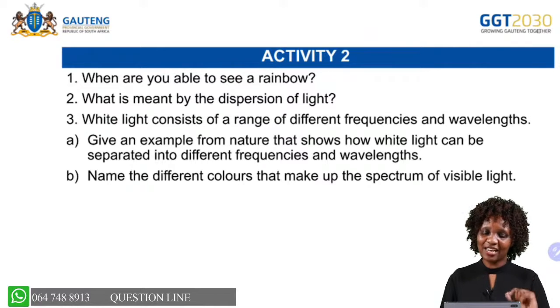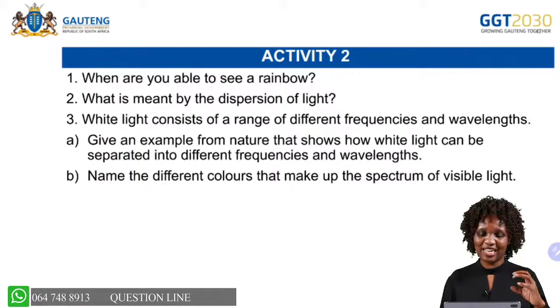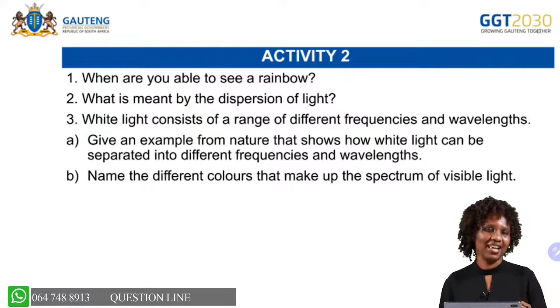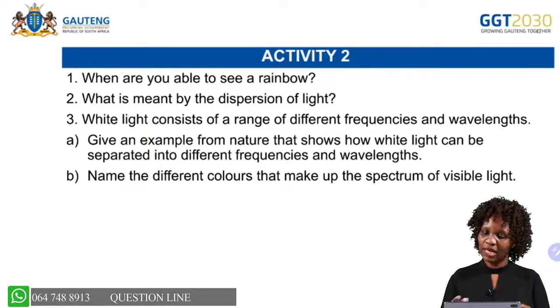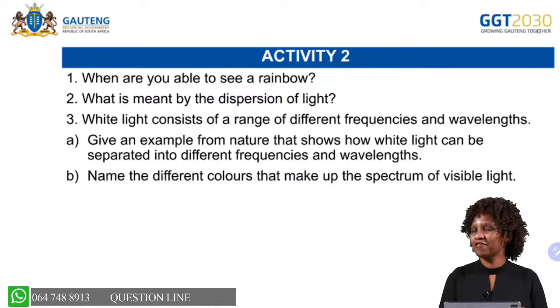A, give an example from nature that shows how white light can be separated into different frequencies and wavelengths. We are supposed to give an example from nature. This is a rainbow, grade 8. Okay. And then B, name the different colors that make up the spectrum of visible light.